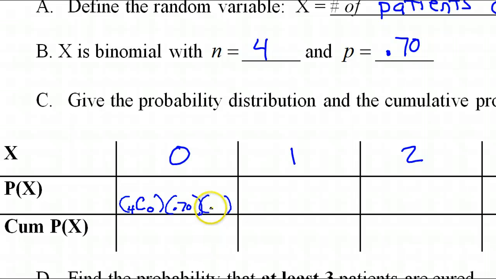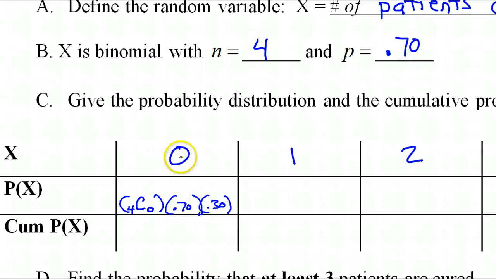In the next parentheses, we'll have the fail rate. Well, if we have 70% successes, that means we have 30% failures, right? Total of 100. And then the probabilities here get a power, an exponent. For the success rate, it's going to be the number of successes. For the failure rate, it'll be the number of failures.